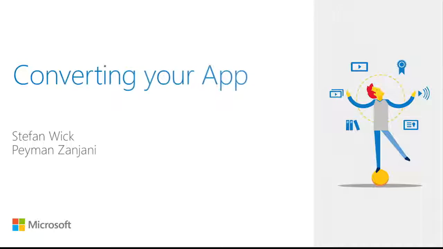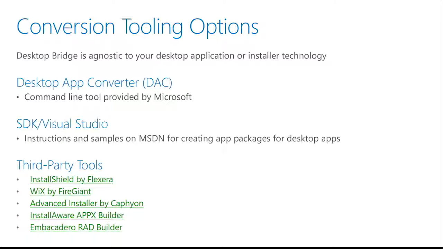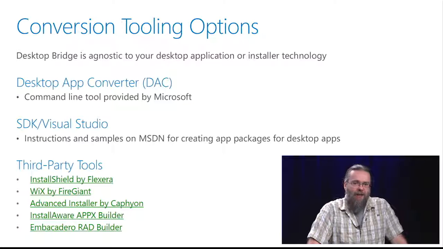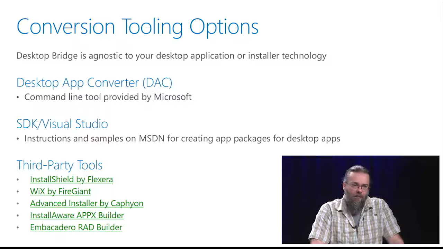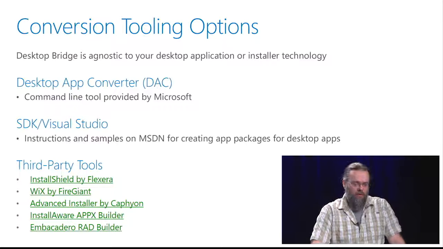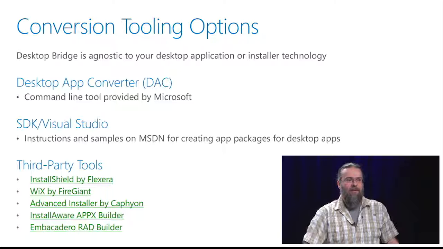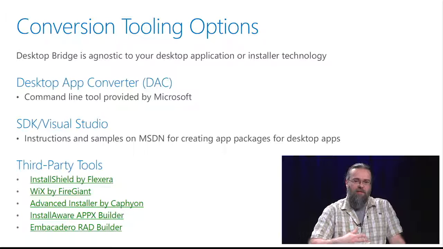So let's zoom into the conversion process here a little bit. There are a number of options out there for converting your app. The default option really is our desktop app converter, and Payman will go over that in a couple of minutes and show some concrete examples on how to use it. So this is a command line tool provided by Microsoft, but it's not the only way to do the conversion. If you have a simple app that doesn't really have an installer, it's just an exe or an Xcopy deployed application, you can also do the conversion straight in Visual Studio with the SDK tools that are provided. And I will show that in a second as well.